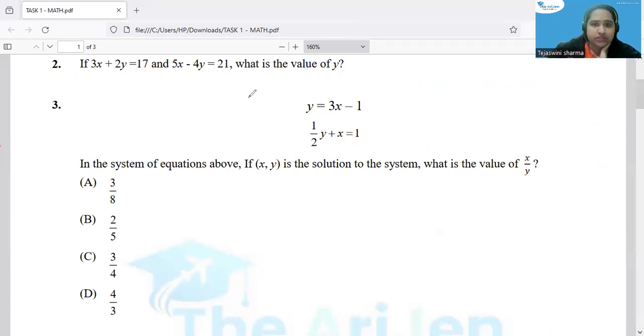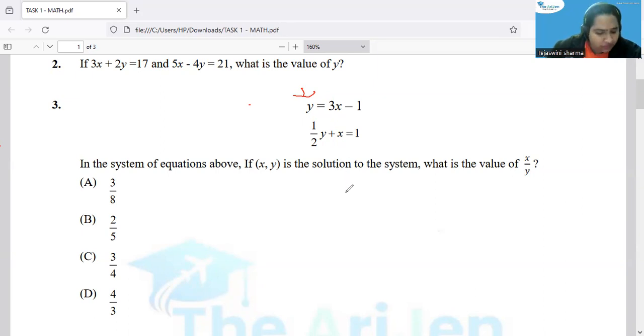The third question has two equations. You have been given y is equal to 3x minus 1 and 1 by 2 y plus x is equal to 1. In the system of equations above, if (x, y) is the solution to the system, what is the value of x by y? You can simply substitute the value of y from equation 1 into the second equation and find it out.